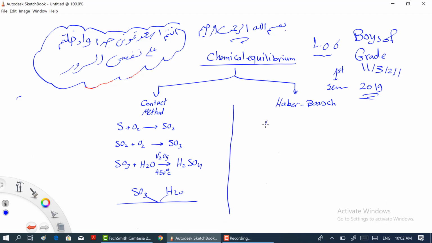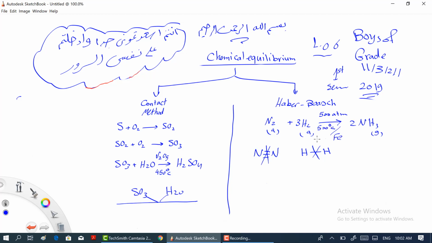The Haber process represents the preparation of ammonia: nitrogen plus hydrogen giving us ammonia gas. This reaction can take place if we return back to the Lewis structure. We find a triple covalent bond between the nitrogen atoms and single covalent bonds between the hydrogen atoms. These are strong bonds that are not broken easily. In this case, we need high pressure, 500 atmospheres, and 500 degrees Celsius.